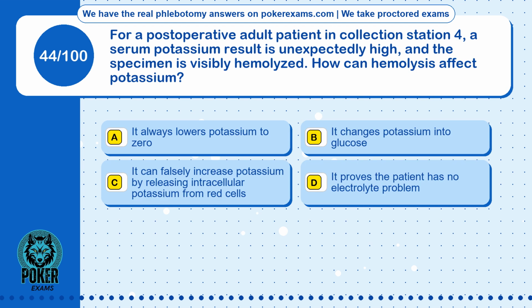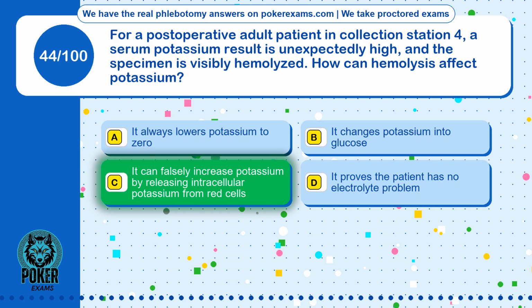Question 44. For a postoperative adult patient in collection station 4, a serum potassium result is unexpectedly high, and the specimen is visibly hemolyzed. How can hemolysis affect potassium? Option A. It always lowers potassium to 0. Option B. It changes potassium into glucose. Option C. It can falsely increase potassium by releasing intracellular potassium from red cells. Option D. It proves the patient has no electrolyte problem.